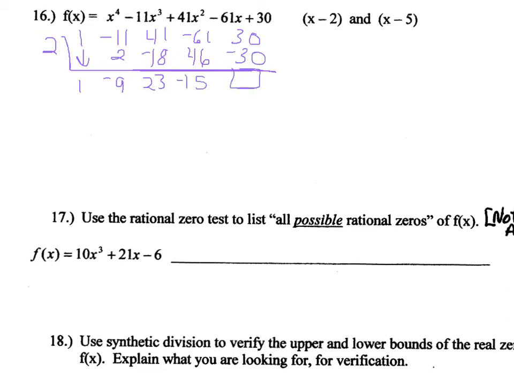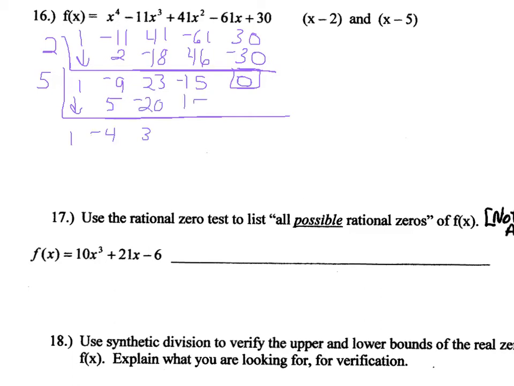So since we got a 0 for a remainder, we know that x minus 2 is a factor and 2 is a 0 of the polynomial. So then to check that x minus 5 is a factor, I'm just going to continue with my new coefficients and test 5. If it is a factor, it should work.